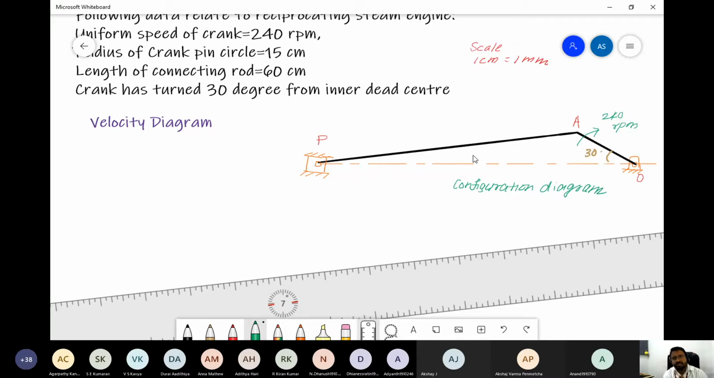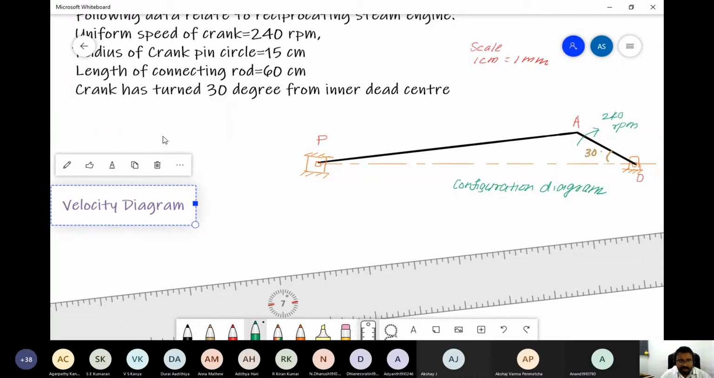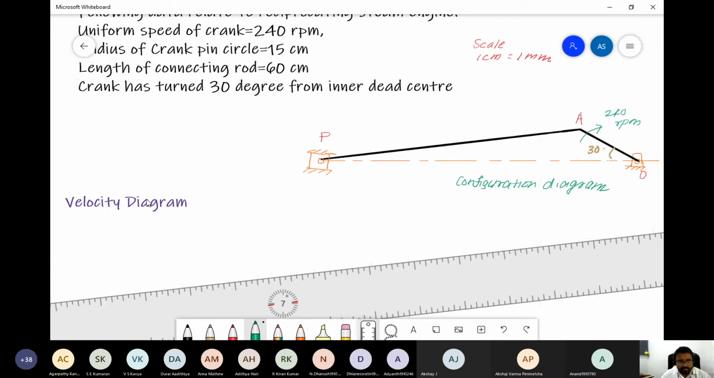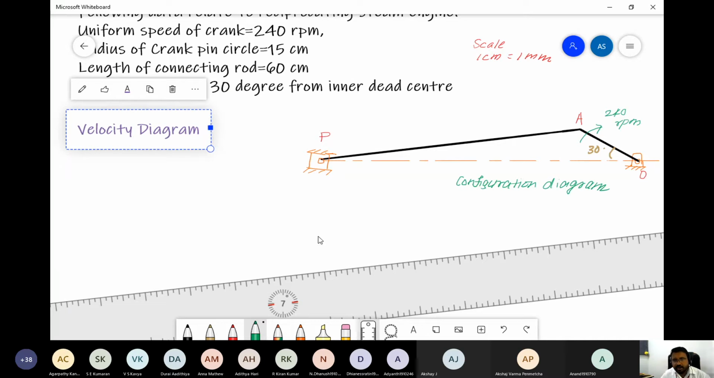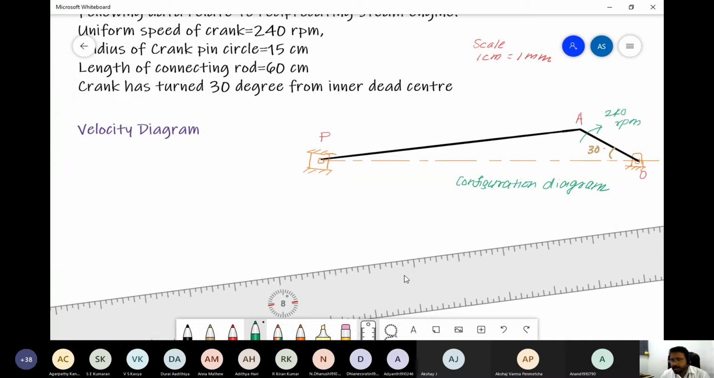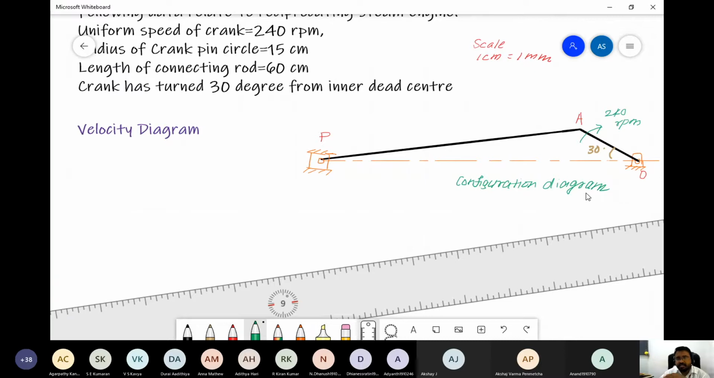So now our duty is to draw the velocity diagram. Already I put a topic here, now I am going to draw the velocity diagram. The first thing you have to do is to draw the velocity of A. I told you the first thing is to draw the velocity of the rotating link. Which is the rotating link in this? OA is the rotating link. How is it rotating? This way.